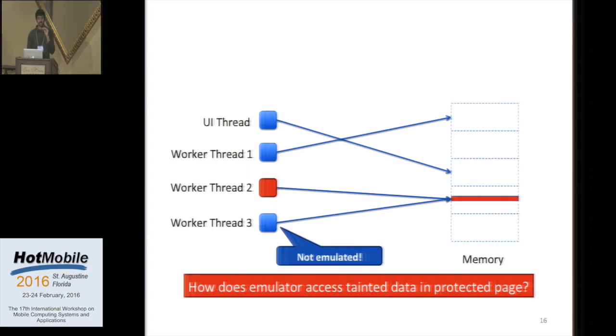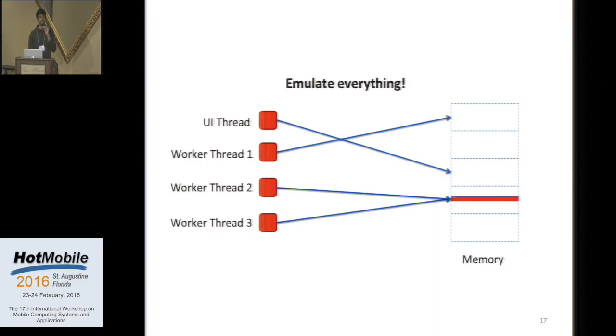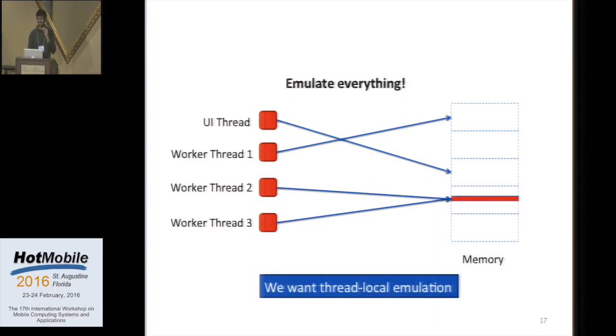So the next thing we can say is, let's just emulate everything so that we'll always perform taint propagation when necessary. But this is precisely what we want to go away from. We want thread local emulation. So how do we implement this?